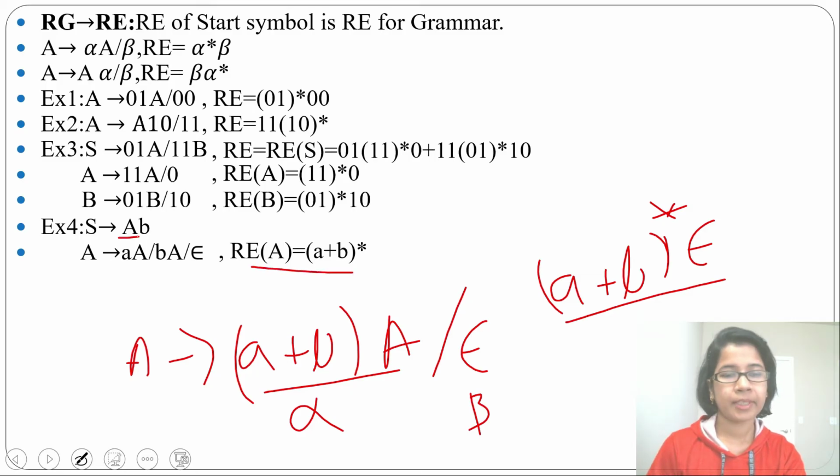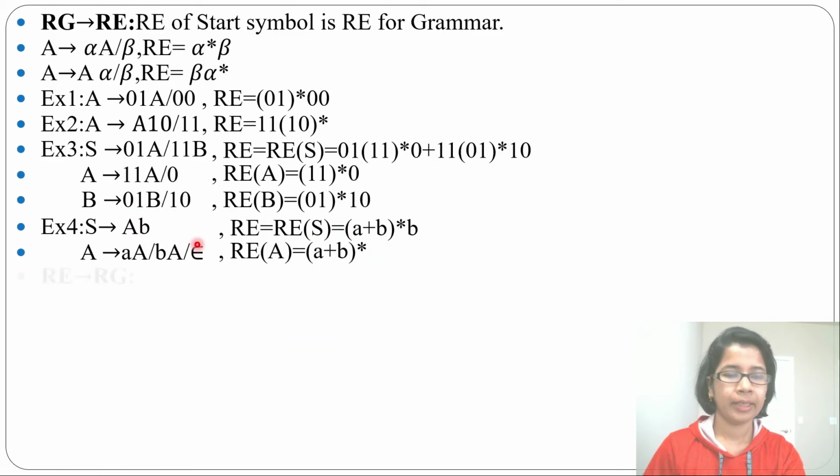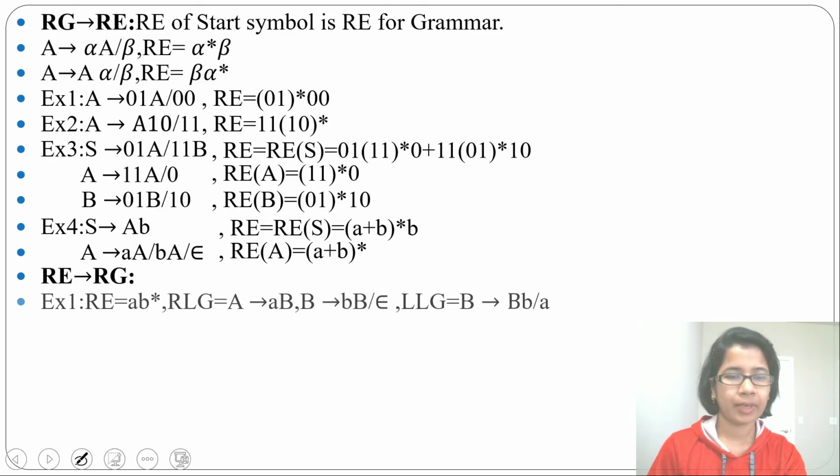So regular expression of S will be (A plus B) whole Kleene closure B. B was already there and in place of A we substitute regular expression of A. Next, let's convert regular expression to regular grammar. First example, (AB) Kleene closure. If you can find it directly from the regular expression, it's okay.